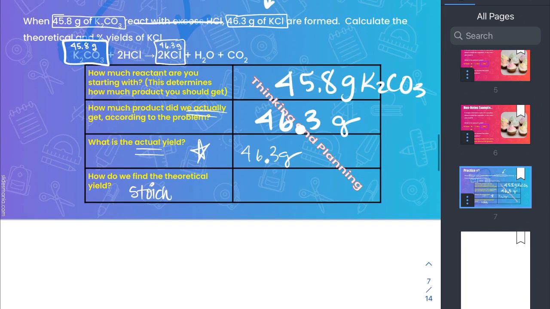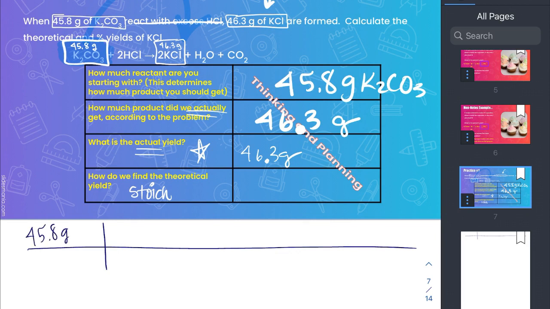All right, so here we go. I'm gonna get a good color. So we are gonna do our stoichiometry starting with our reactant. So that's 45.8 grams of K2CO3. I'm gonna go all the way to solving to grams of KCl so that I can compare.